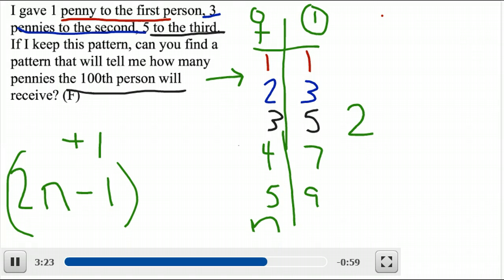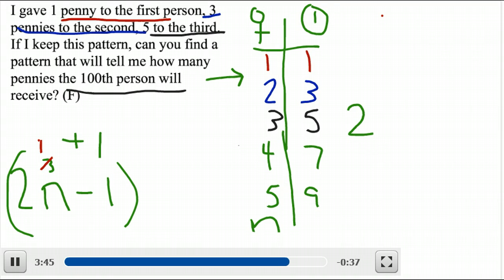Let's look and see if that works for all the numbers. If I put in a 3 for the n, 2 times 3 would be 6. 6 minus 1 would be 5. If I put in a 1, 2 times 1 is 2. 2 minus 1 is 1. That works. So this formula works all the time.